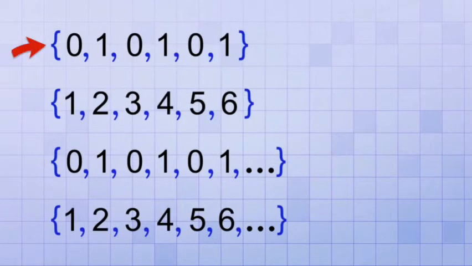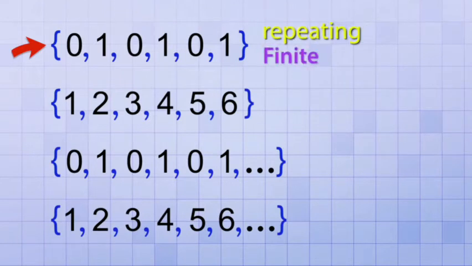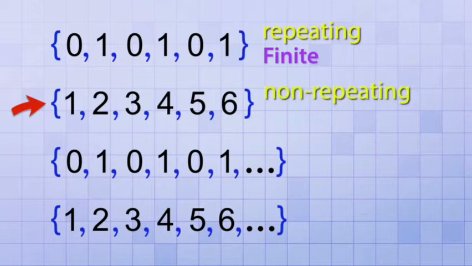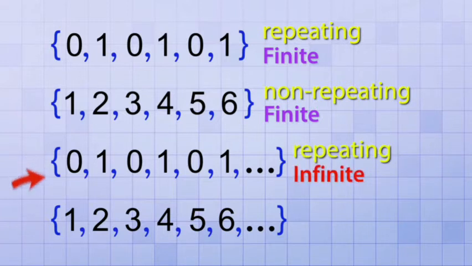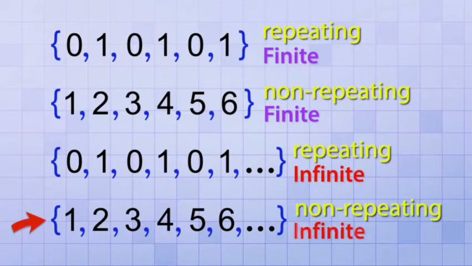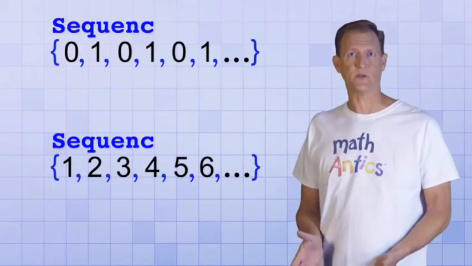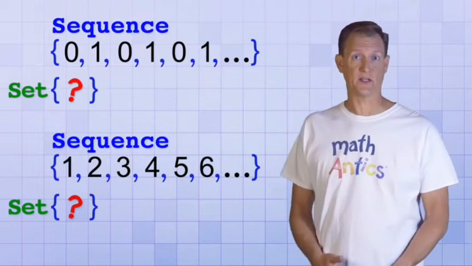So, this sequence is repeating and finite because it has just 6 elements. This sequence is non-repeating and finite because it also has just 6 elements. This sequence is repeating and infinite. And this sequence is non-repeating and infinite. Make sense? For these last 2 infinite sequences, what's the set of numbers that each contains?